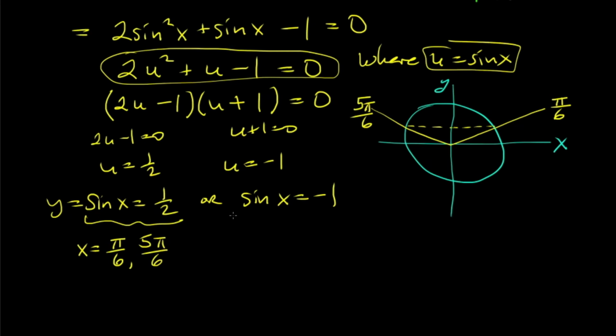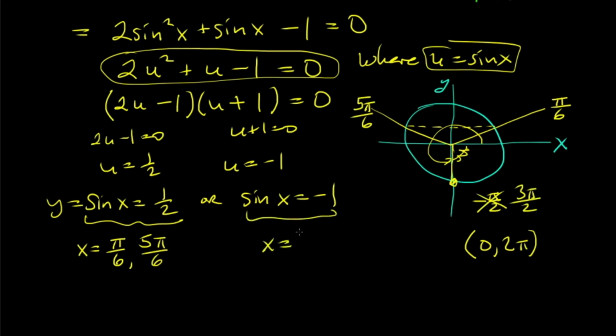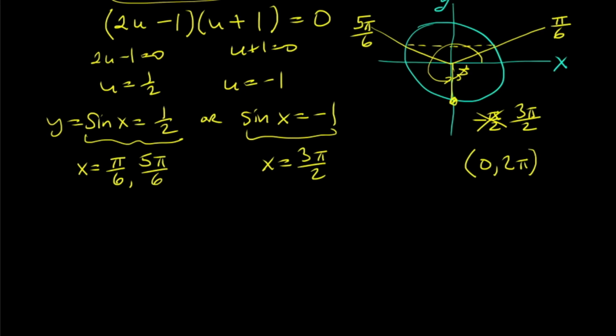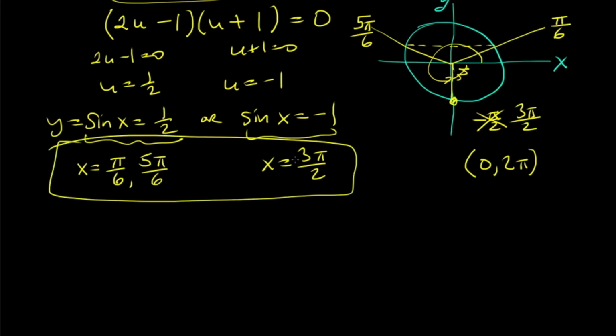And then where's sine of x negative 1? That's at the south pole here, right? So that's negative pi over 2. However, if you're going from 0 to 2 pi, you can't go backwards. You've got to go counterclockwise. So this is coterminal with 3 pi over 2. So this equation here has only one solution, at least from 0 to 2 pi, and that's 3 pi over 2. So there's three solutions altogether: pi over 6, 5 pi over 6, and 3 pi over 2.